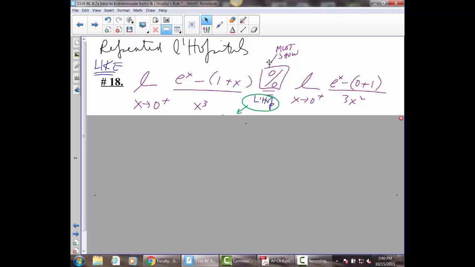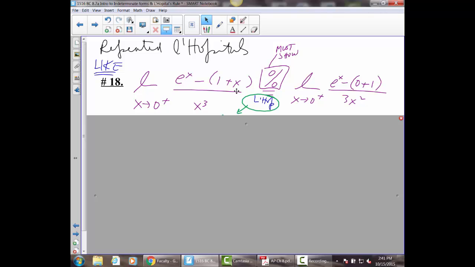Now here, unlike in the other one we just did, you have no other options. You get 0 over 0. You can't factor. You can't rationalize. And you can't simplify. There's nothing you can do with this. So L'Hopital's is the way to go.